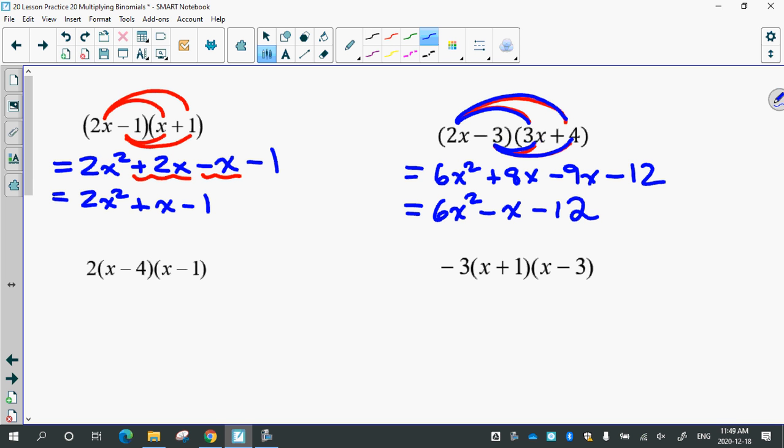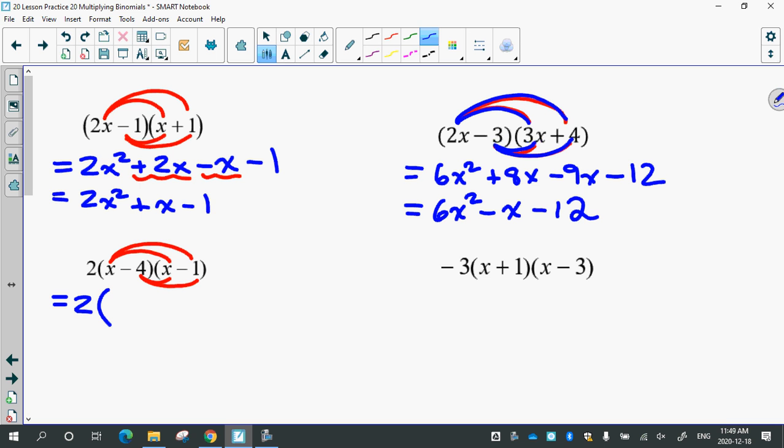So what we want to do is keep the 2 out front and multiply the binomials together first, and then at the end do the 2. So you're going to keep the 2 written down, and then open a bracket, and then you're going to do the double distributive property or FOIL.